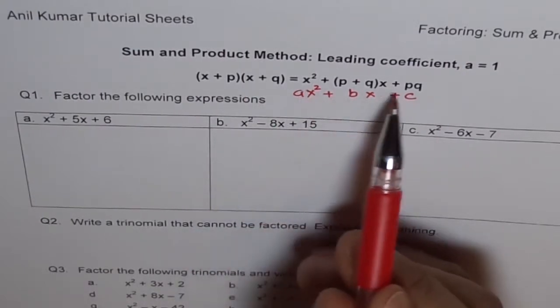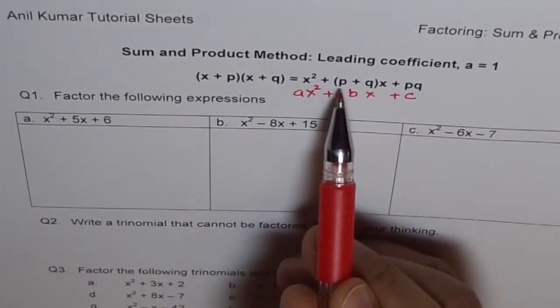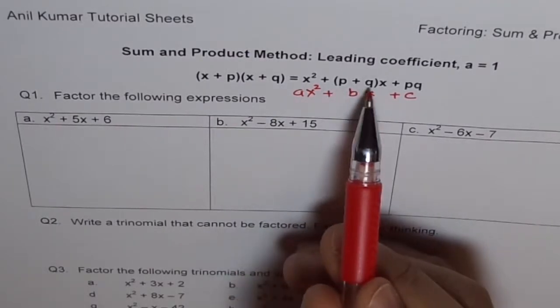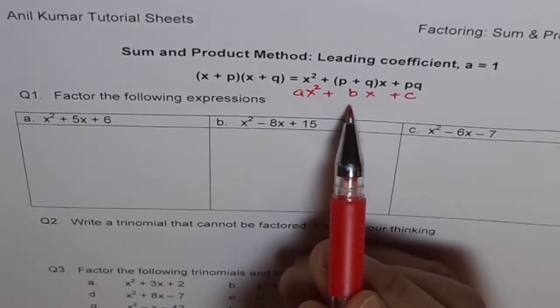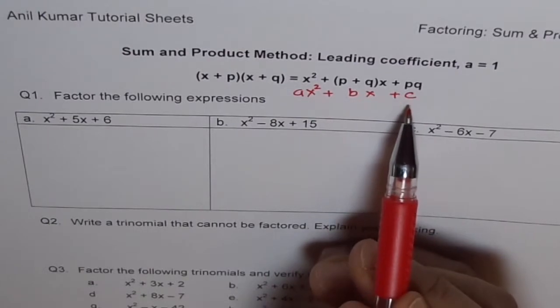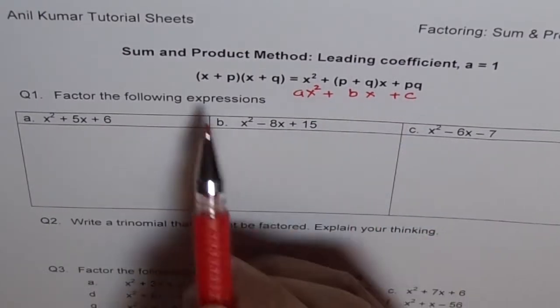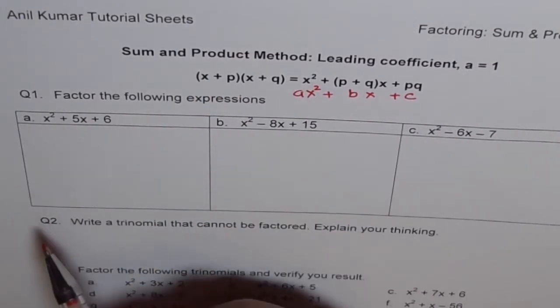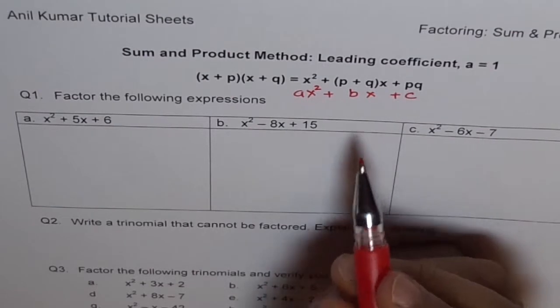So I have written this in that form: x squared plus (p plus q)x plus pq. p and q are the two numbers whose sum is b and whose product is c. Once we find these two numbers, we can factor it in the form x plus p times x plus q. Okay, so let's practice.